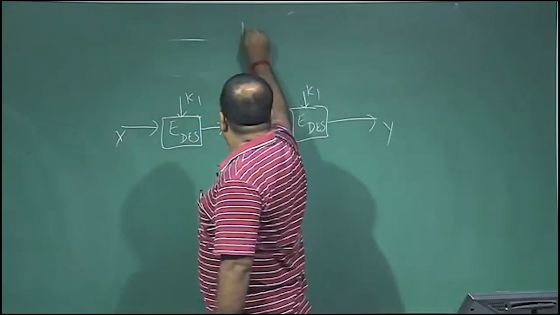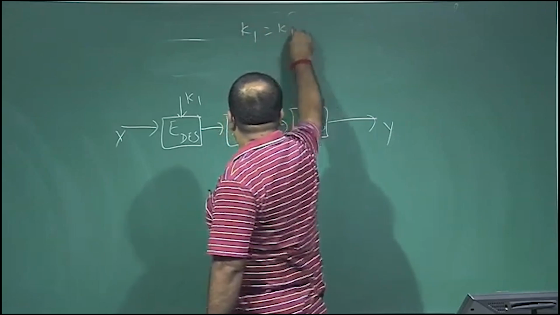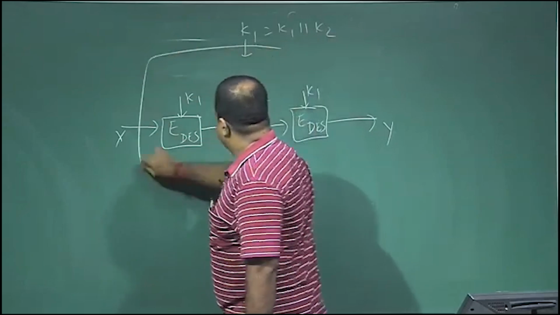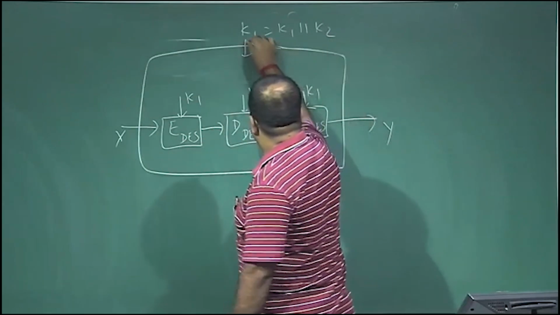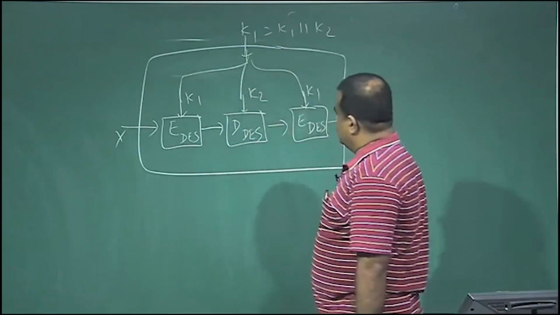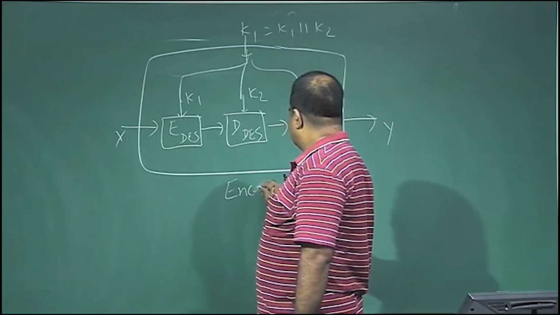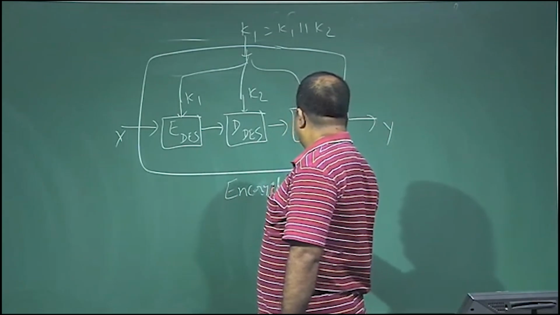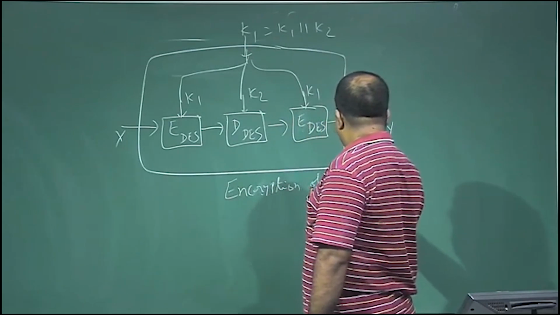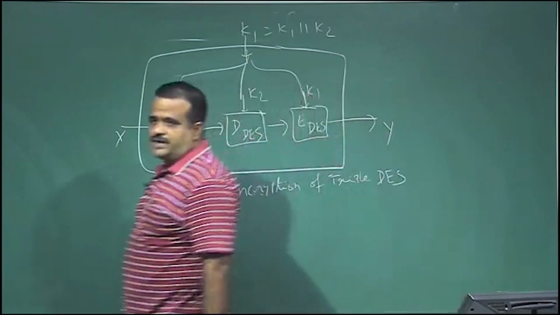So we have a key K, which is basically the concatenation of K1 and K2. This is the input. This is the block cipher. This is the encryption of triple DES. This is called triple DES because we are using DES 3 times.